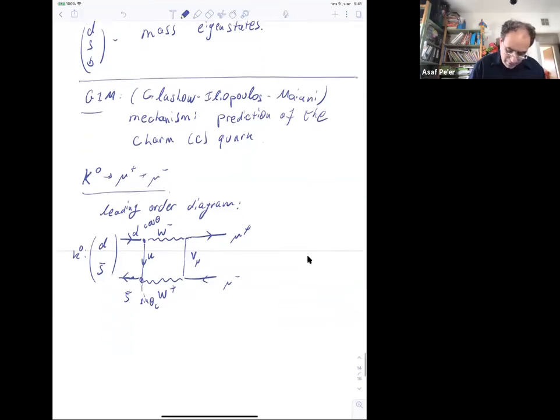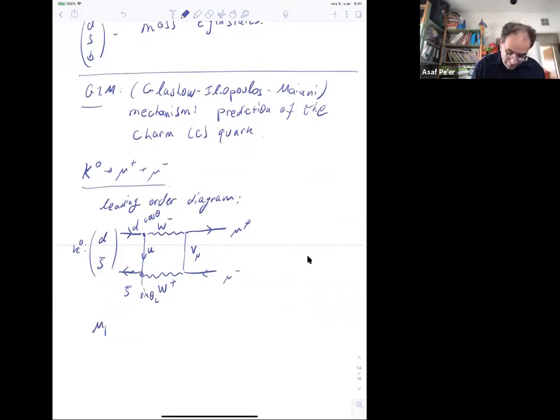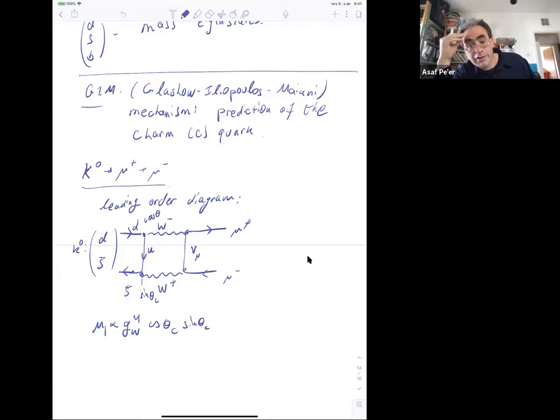So the matrix element should be proportional to G weak to the 4, because we have 4 vertices, times cosine theta Cabibbo, sine theta Cabibbo. This is something which you can measure. We know what theta Cabibbo is, and we know what G weak is from weak interaction, from leptonic interactions. So you could calculate theoretically what is the expectation, what is the cross section, basically.